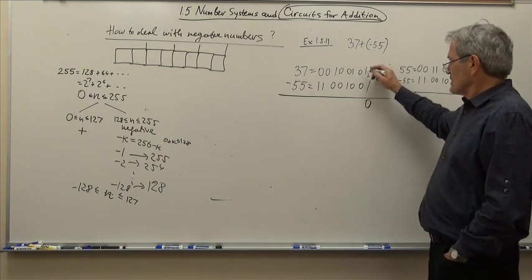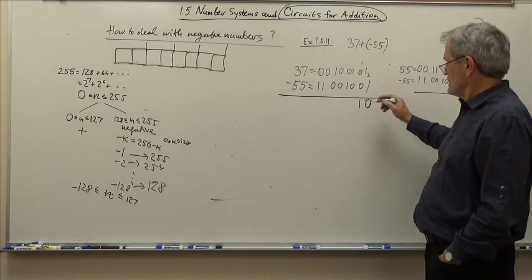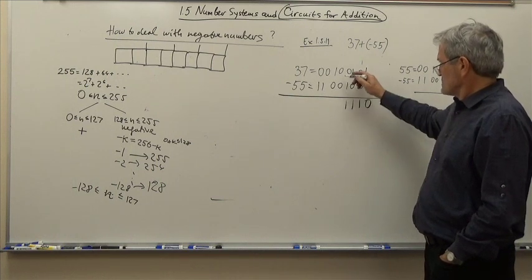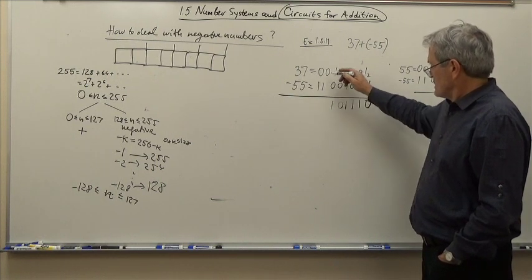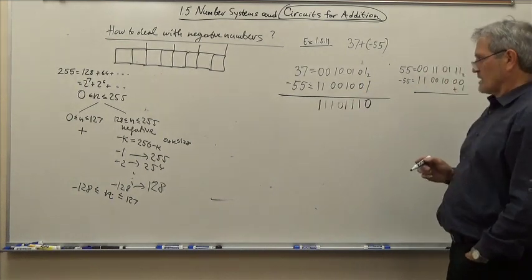1 and 1 is 0, carry 1. 1 and 0 is 1. 1 and 0 is 1, 1 and 0 is 1, 0 and 0 is 0, 1 and 0 is 1, 0 and 1 is 1, 0 and 1 is 1.